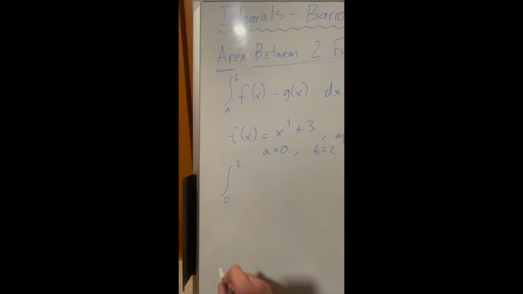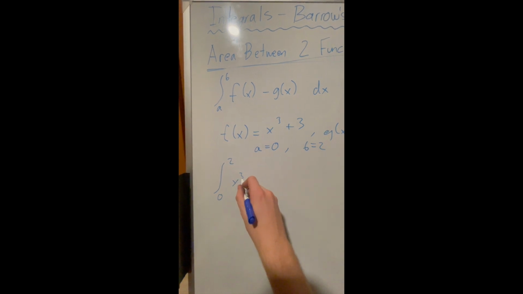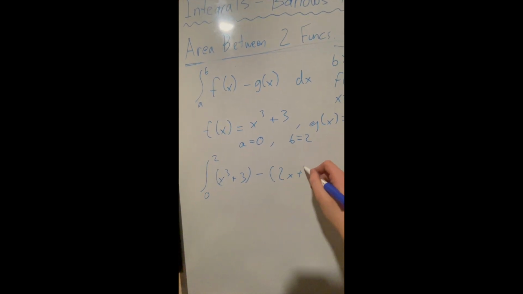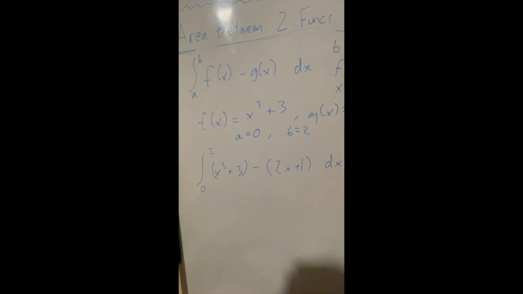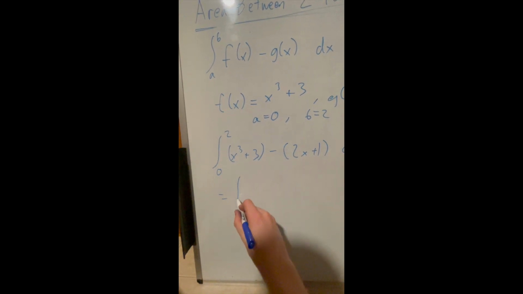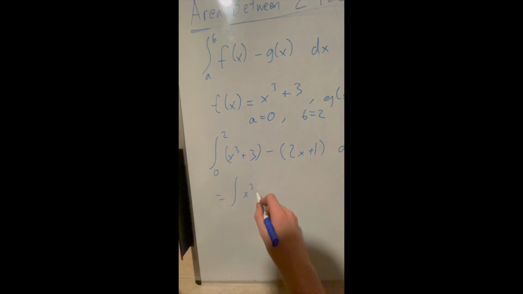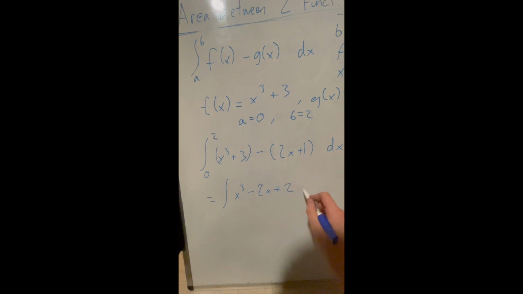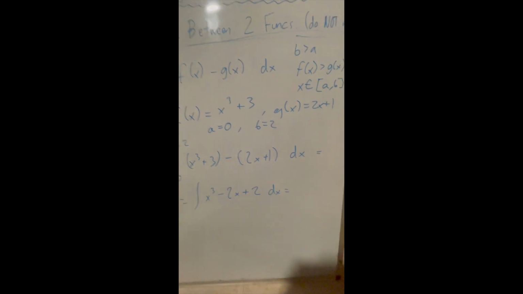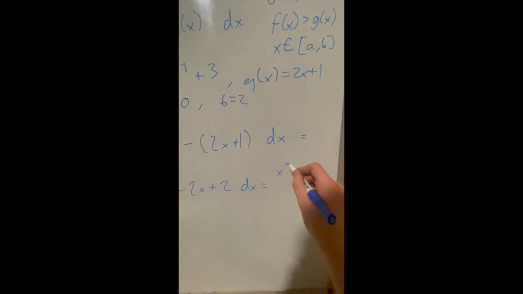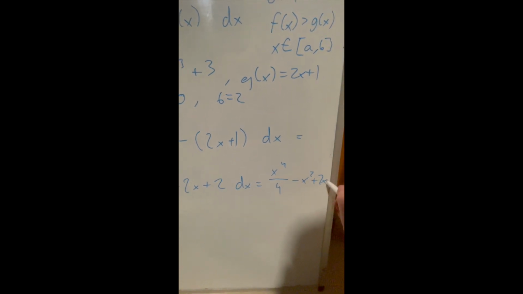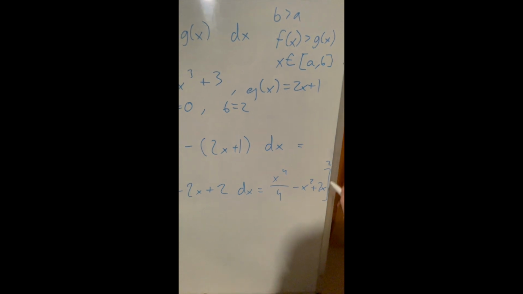Between 2 and 0, we have x to the power 3 plus 3 minus 2x plus 1 dx. This is going to be x to the power 3 minus 2x plus 3 minus 1 plus 2 dx. And this is going to be basically x to the power 4 over 4 minus x squared plus 2x applied to 2 and 0.